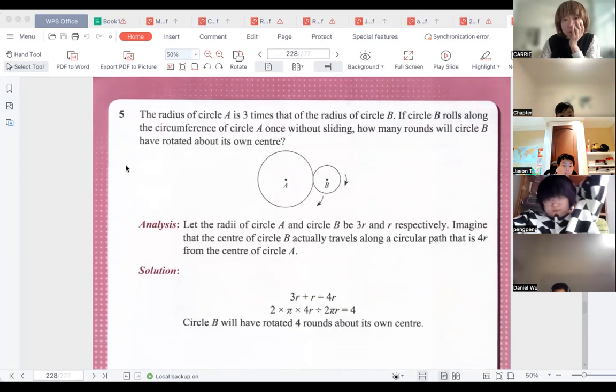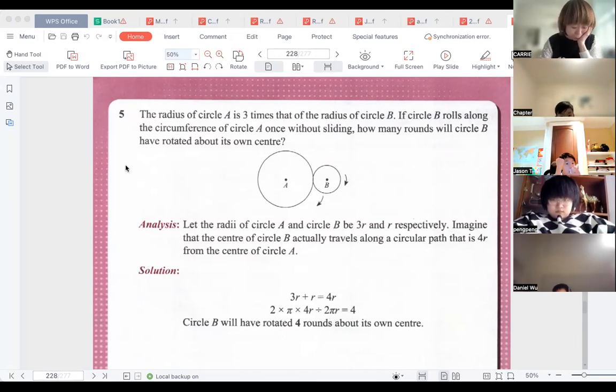The radius of circle A is 3 times that of the radius of circle B. If circle B rolls along the circumference of circle A once without sliding. Daniel, 我觉得你就没有在听。你有没有在听？你来帮我们读一下题目，好吧？Number 5。在听。在听啊，那你帮我 Number 5听一下。The radius of circle A is 3 times that of the radius of circle B. If circle B rolls along the circumference of circle A once without sliding, how many rounds will circle B have rotated about its own center?